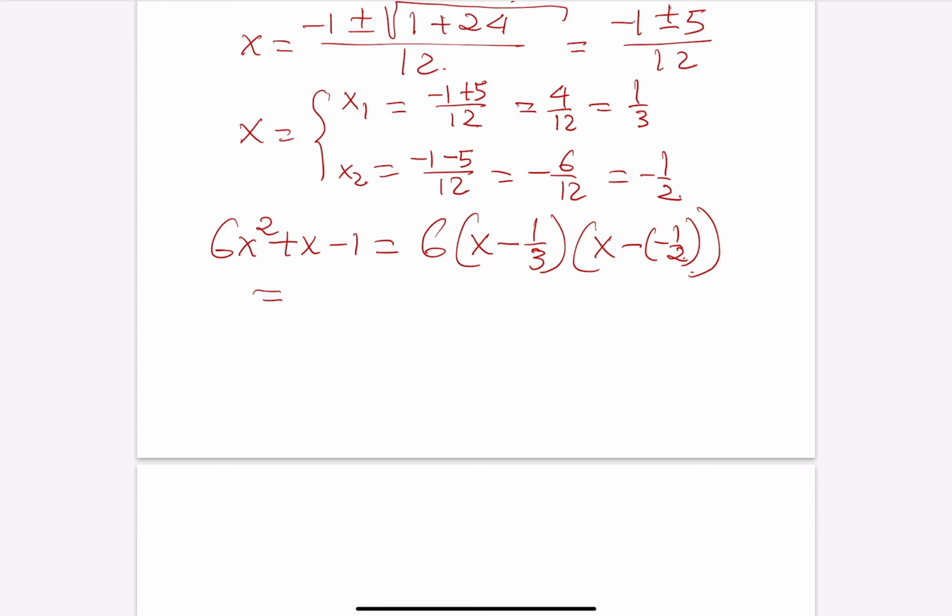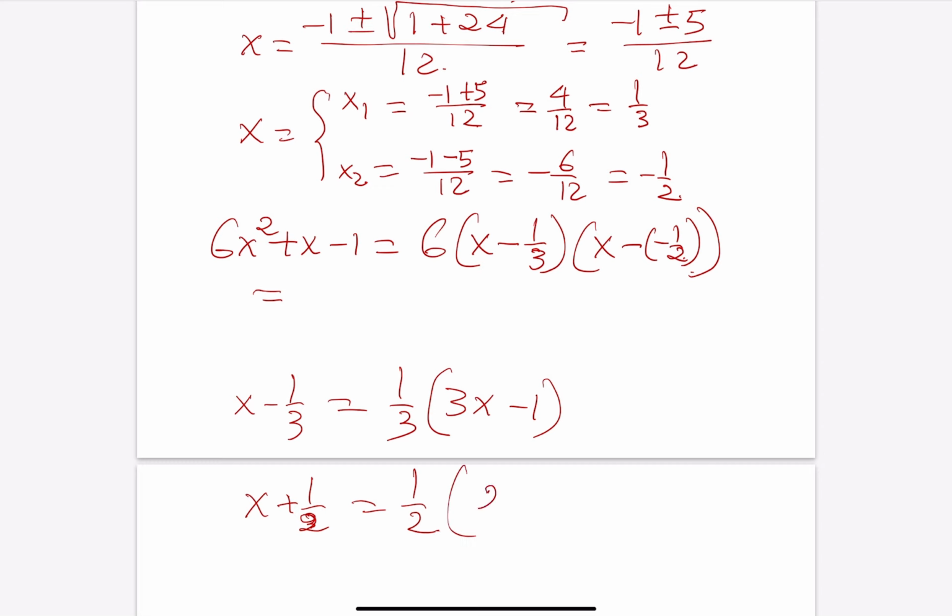Remember, if you have x minus 1/3 and you factorize by 1/3, it's 1/3 parenthesis 3x minus 1. Do you understand? Because if you put the 1/3 inside, the 3 will cancel out on x, and you will have x only minus 1/3. Same thing here, x plus 1/2: if you factorize by 1/2, it's 1/2 parenthesis 2x plus 1. Got it? Good.